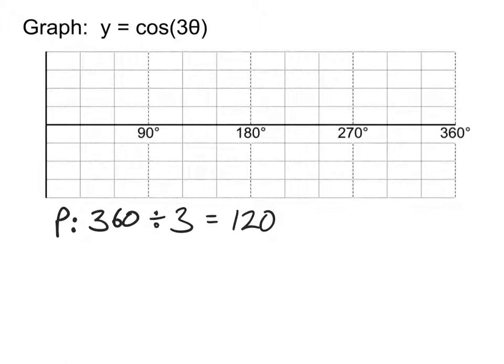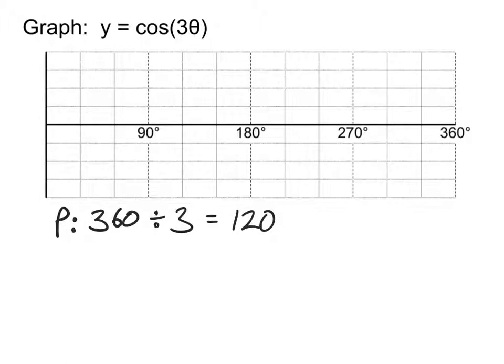And then if I go over another 120 degrees past that, I'm going to complete another cycle, and then another 120 degrees past that, I'm going to complete another cycle. And as you can see there, that breaks my entire graphing grid from 0 to 360 into 3 pieces, hence the 3 up here. I'm going to complete 3 full cycles where I used to just complete 1.